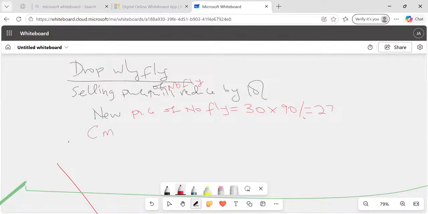They have given me the CMR of no fly. Are you able to see the CMR of no fly? Oh, yeah?